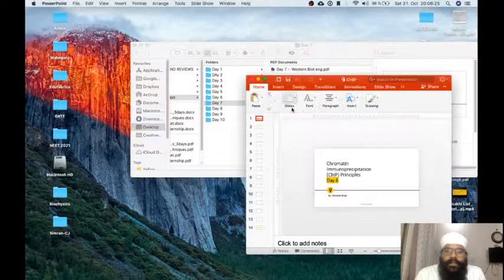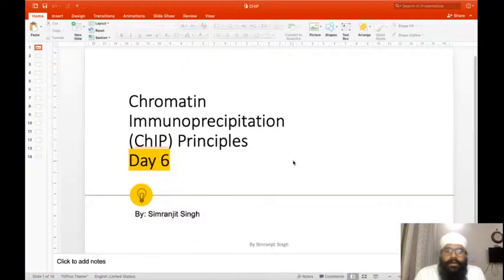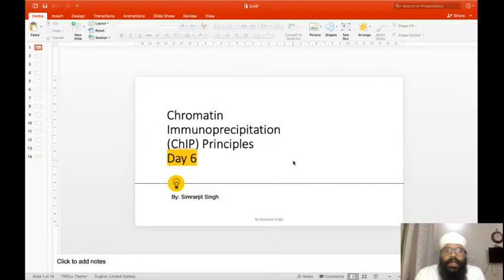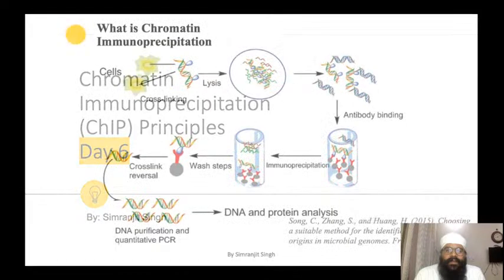So first things first, ChIP. ChIP is done to see the interaction between your DNA and protein, and this technique is called chromatin immunoprecipitation. So today is day 7 actually.